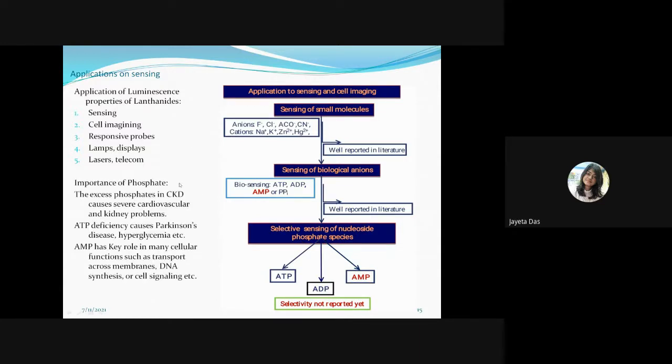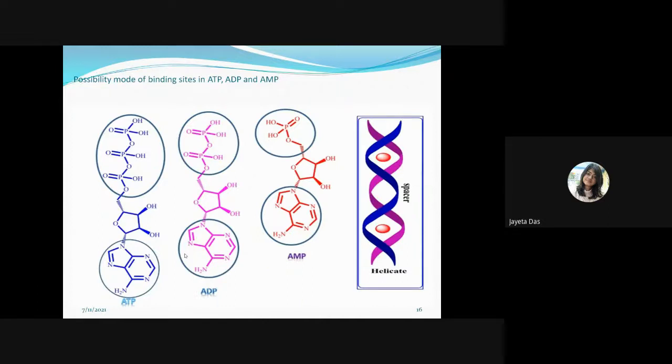So why is it very important to detect AMP? What is the importance of phosphate? We all know that excess phosphates in CKD cause severe cardiovascular and kidney problems, and ATP deficiency causes Parkinson disease and hyperglycemia. It also has a very important role in DNA synthesis, cell imaging, and transport across the membrane. So in any biological system, it is very important to detect the presence, the quantity, or the pathway of phosphate ions or AMP. So how can AMP bind with a metal ion?